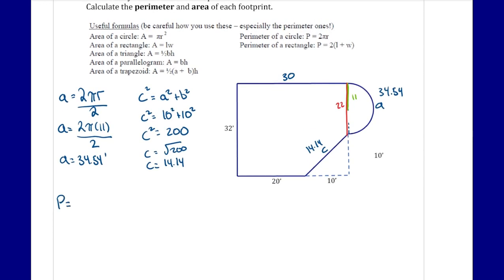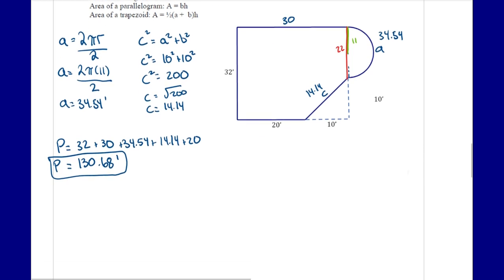That's the first one we're going to start with. That's the easiest one, distance around. So I'm just going to start on one side: 32 plus 30 plus 34.54 plus 14.14 plus 20 equals 130.68 feet. So that's all that little apostrophe means. So I know the perimeter now.